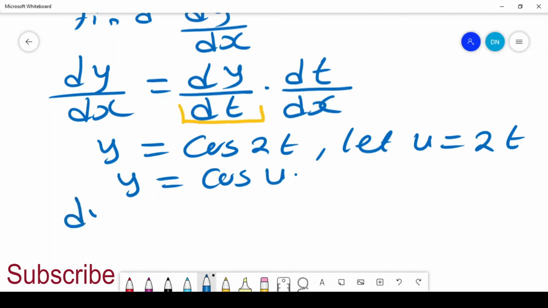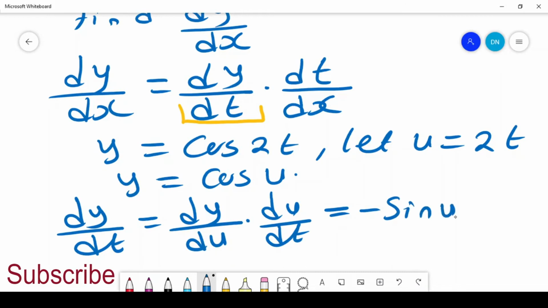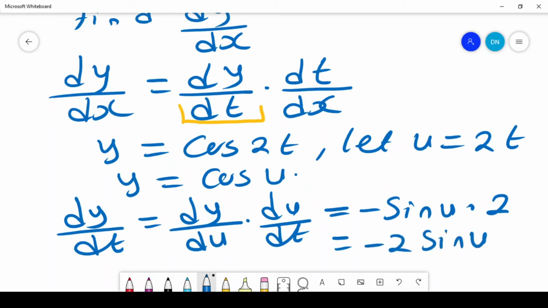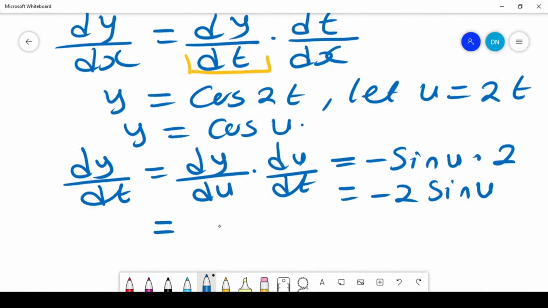So dy/dt equals dy/du times du/dt. And we know that dy/du is the derivative of cos, which is negative sine u, times du/dt, which is 2. So that gives us negative 2 sine u. So the first part of dy/dt is negative 2 sine u. And what is u? u is 2t. So dy/dt will equal negative 2 sine 2t.